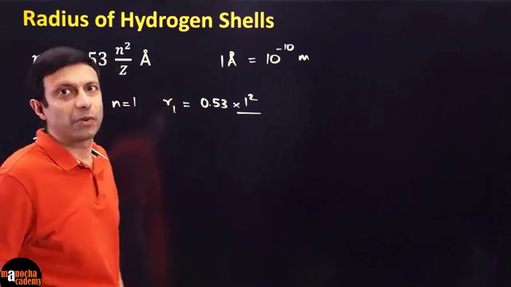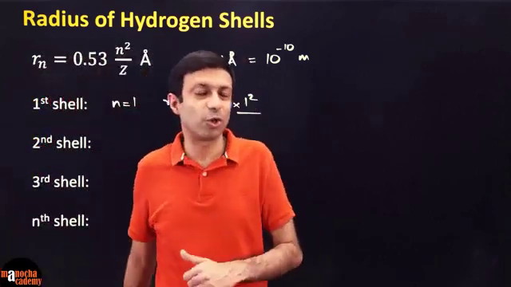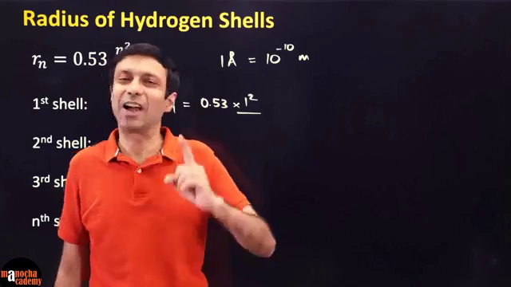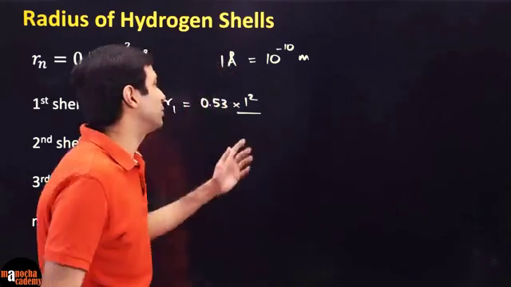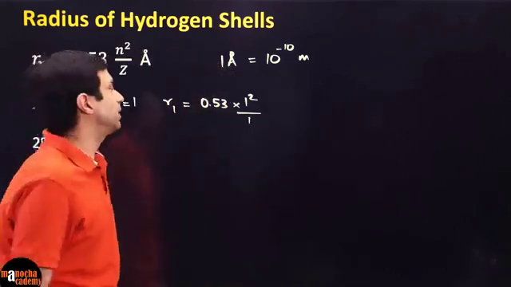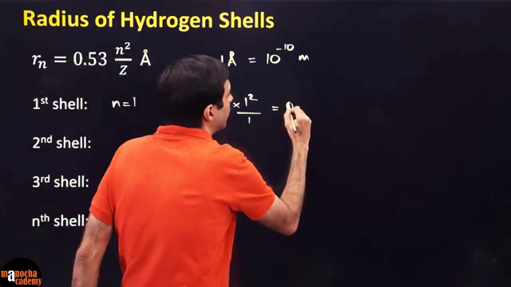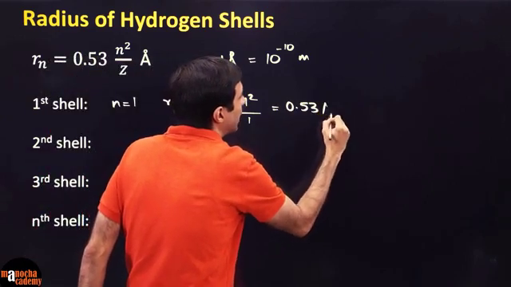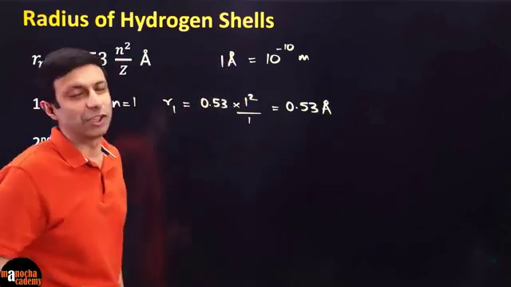And what is the atomic number of hydrogen? Atomic number means the number of protons present in the nucleus. And we know hydrogen has the atomic number of 1. So let's put Z equal to 1 here. Once we substitute these values, we'll get R1 equal to 0.53 angstrom, the radius of the first shell.